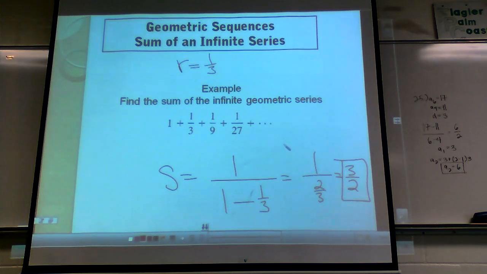The infinite ones are usually easier to work with because all you're doing is one little subtraction. You'll have the first term for these probably most of the time, and the common ratio would be pretty straightforward.